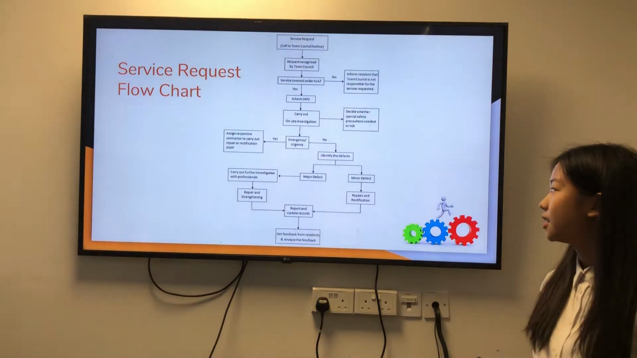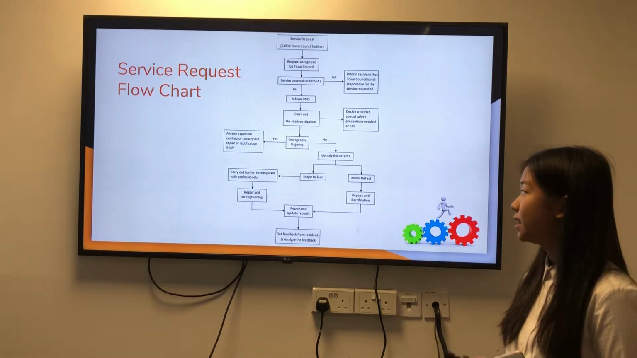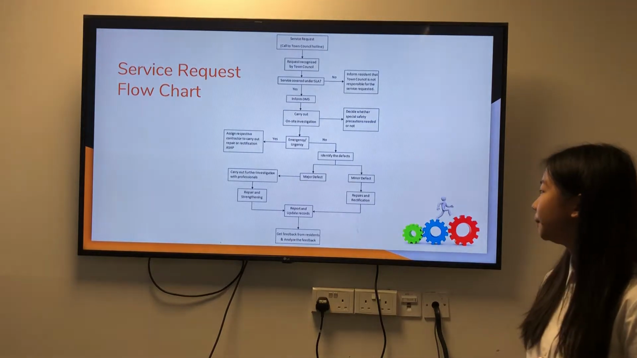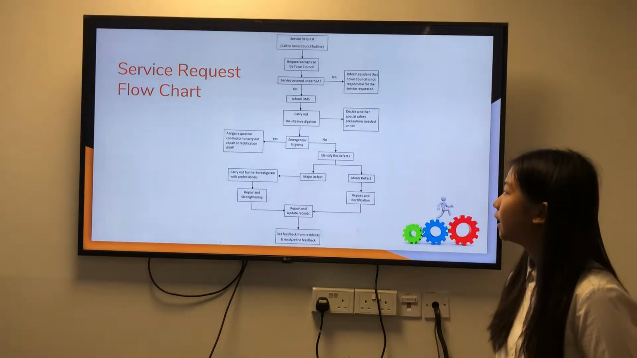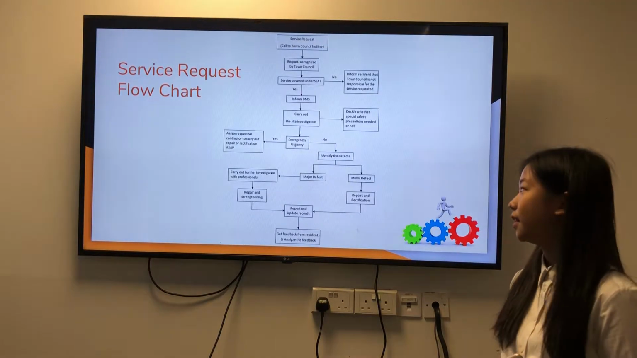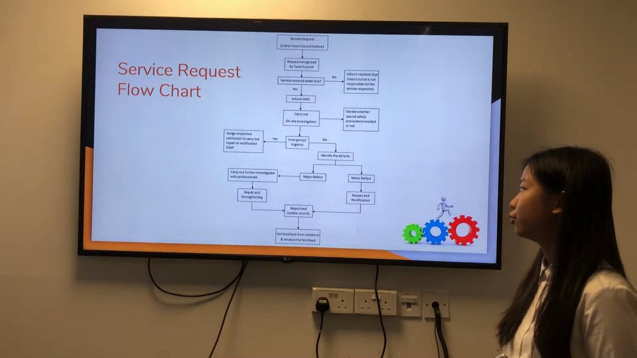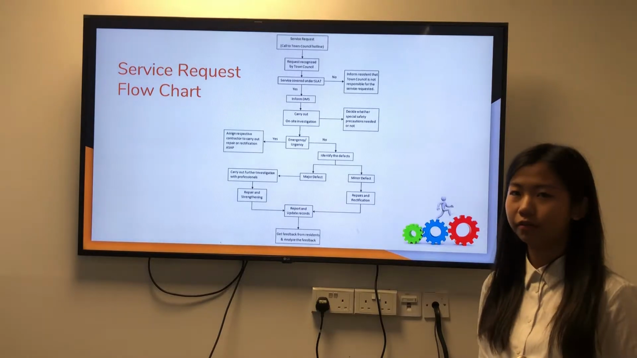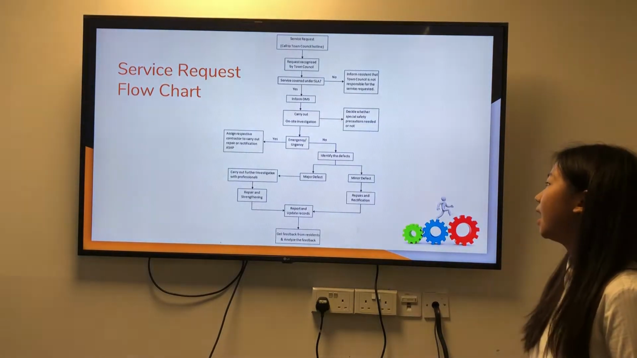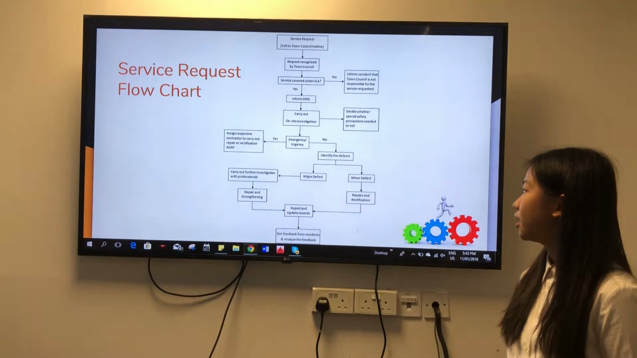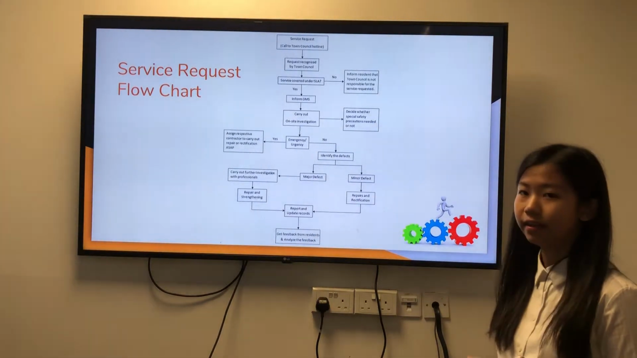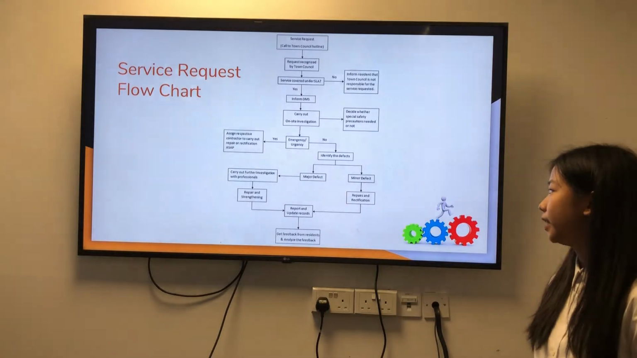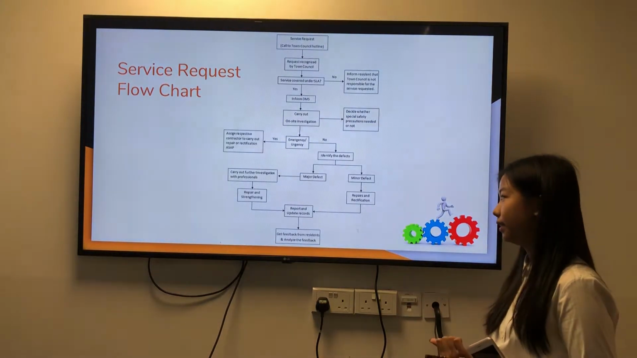If the service needs immediate effect or action, the property manager will have to assign the respective contractor to carry out repair or rectification as soon as possible, and it is also required to identify the defects, whether it is a major defect or minor defect.